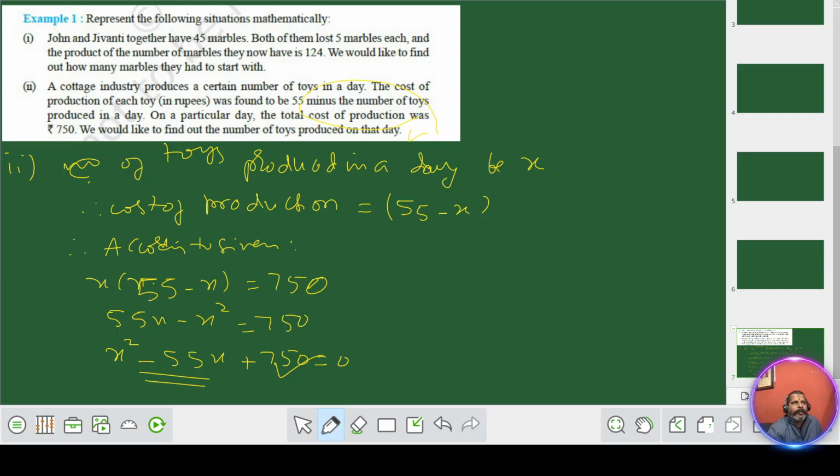Okay, there are several ways to solve the quadratic equation. Next class, we'll see how to identify whether a given equation is a quadratic equation or not. Okay, we have to simplify the given equations, then we'll arrive at a quadratic equation, either it is a quadratic equation or not a quadratic equation.